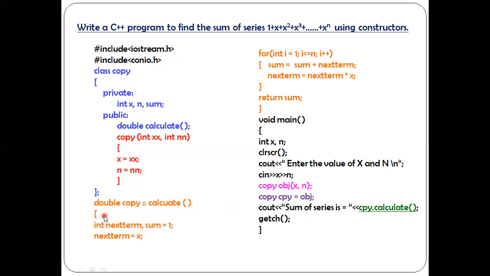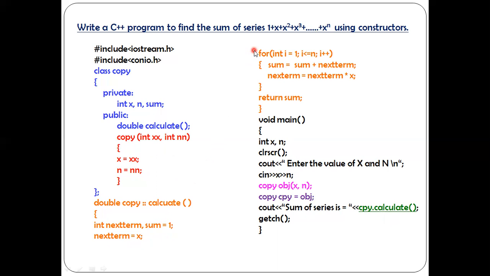The next line, open flower bracket, some declaration of data members, int next term, comma, sum is equal to 1. Sum is already declared in the declaration part. What we are doing is just initializing it to 1. Next term is equal to x. Whatever the value of x is, the same value is assigned to which variable? Next term. Now here comes the for loop.